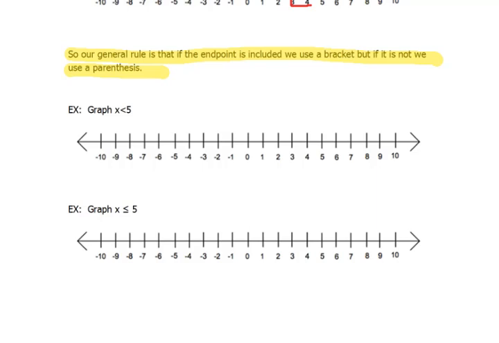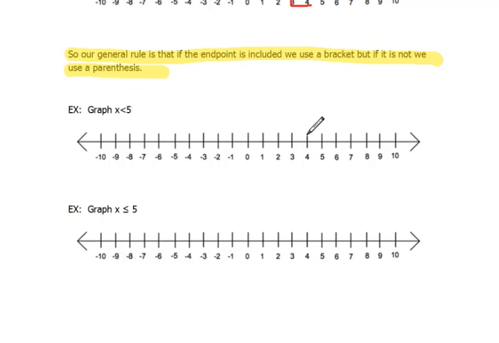Alright, so let's review really quickly our rules for brackets and parentheses. If the endpoint is included, we use a bracket. But if the endpoint is not included, we use a parenthesis. And remember, we'll know about the included or not by our symbol here. For instance, this one says graph x is less than 5.